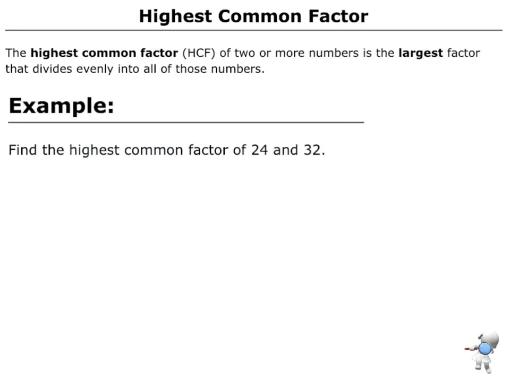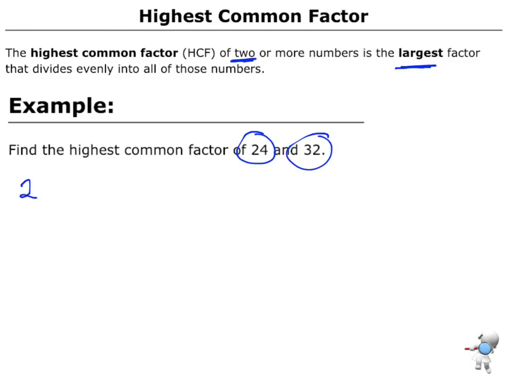If I then need to go on to find the highest common factor, and this is something we're going to do quite a lot of, particularly with algebra, or when we deal with fractions, then a highest common factor is when we take two numbers and we want to find the largest factor that all of them have in common. All right, so let's have a look at this example. We want to find the highest common factor of 24 and 32.